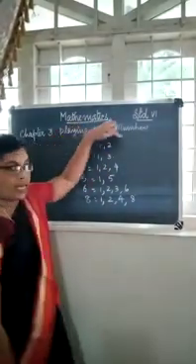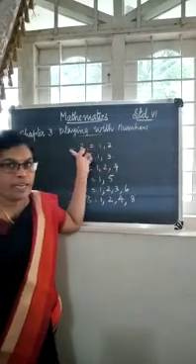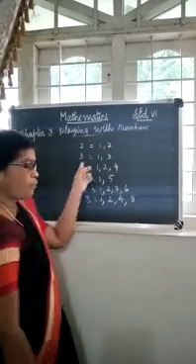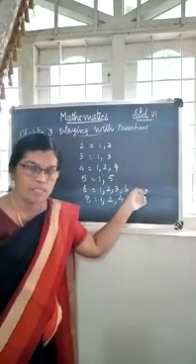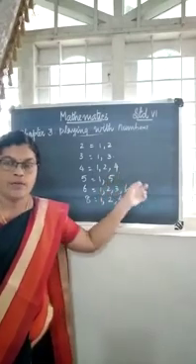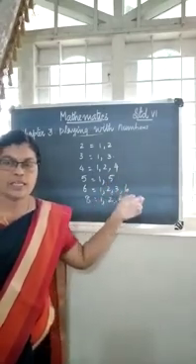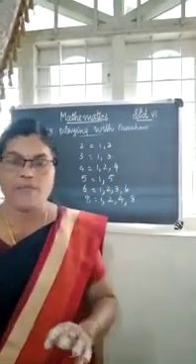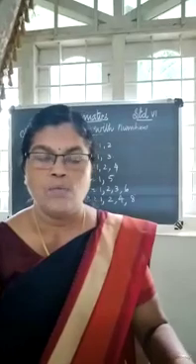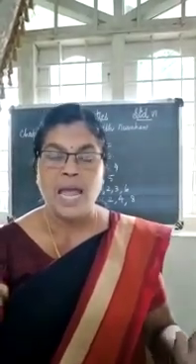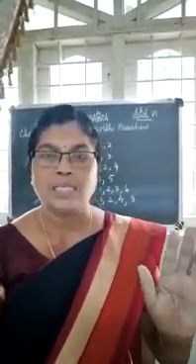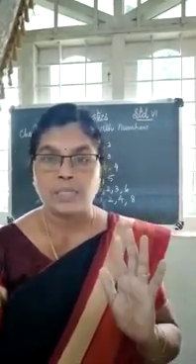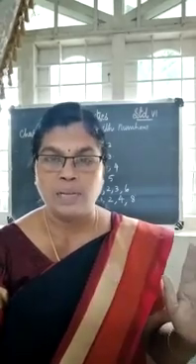See here, 2 we have taken, 2 is the factor. Here we have taken 3, 3 is the last factor, the greatest factor. And 4, which is the greatest factor? 4 itself. 5, which is the greatest factor? 5 itself. 6, the greatest factor is 6. So from this we can understand that 1 is the factor of every number, and each number itself is its greatest factor. More than that, we will not get any factor.